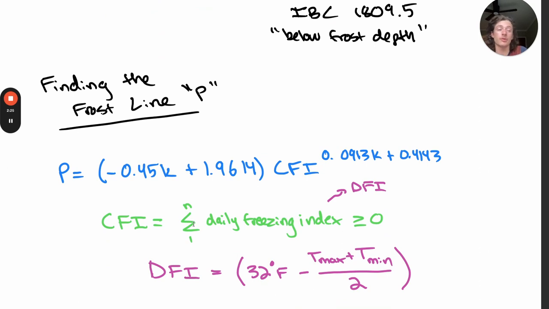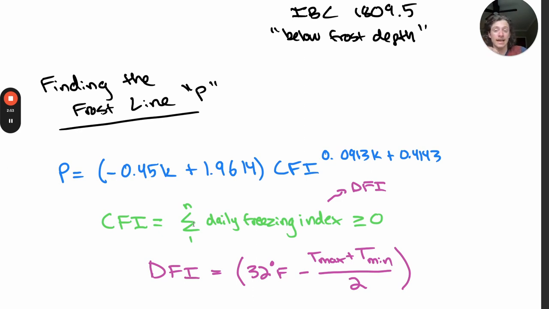So we'll start with three equations. P is going to be equal to negative 0.45 K plus 1.9614 times our CFI to the power of 0.0913 K plus 0.4143. So this is obviously an empirically derived and fitted equation for these variables: K, which is going to be the thermal conductivity of our soil, and CFI.